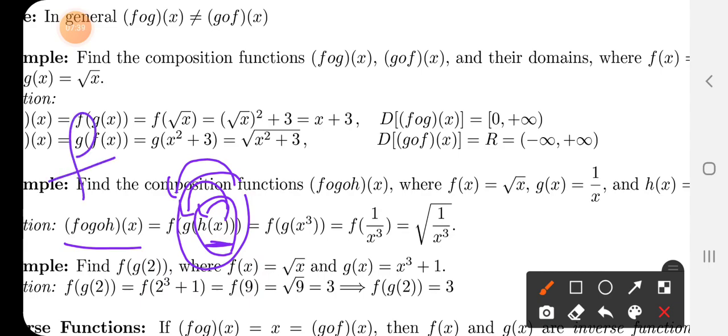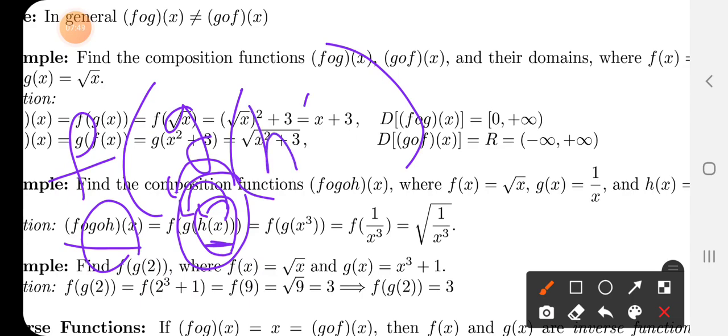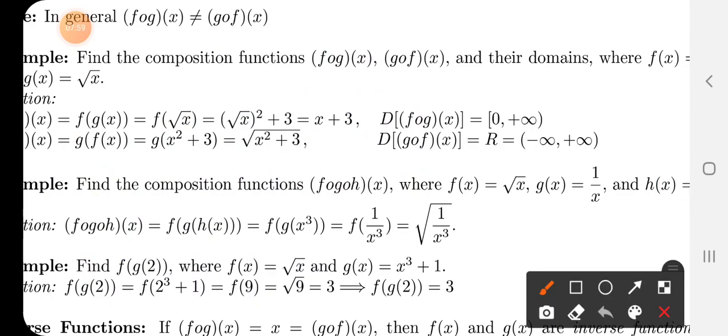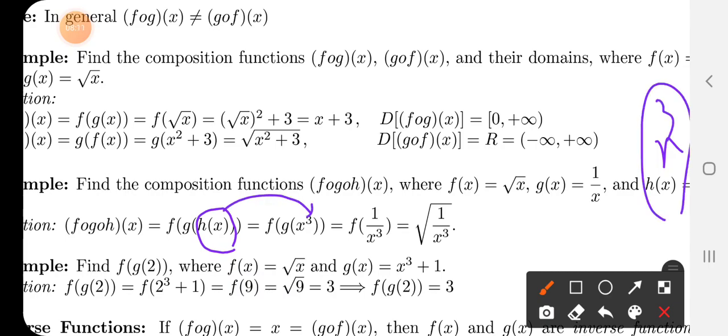So the outermost is f, and what is the input of f? Input of f is this thing, and this is g. And the input of g is h, and the input of h is x. So h of x is the input of g, and this whole thing is the input of f. So we will solve it in the same way as we did for 2. First we will replace the value of the innermost. H of x is given, which is x cubed. We will replace it, and then we will find the value of g of x cubed.